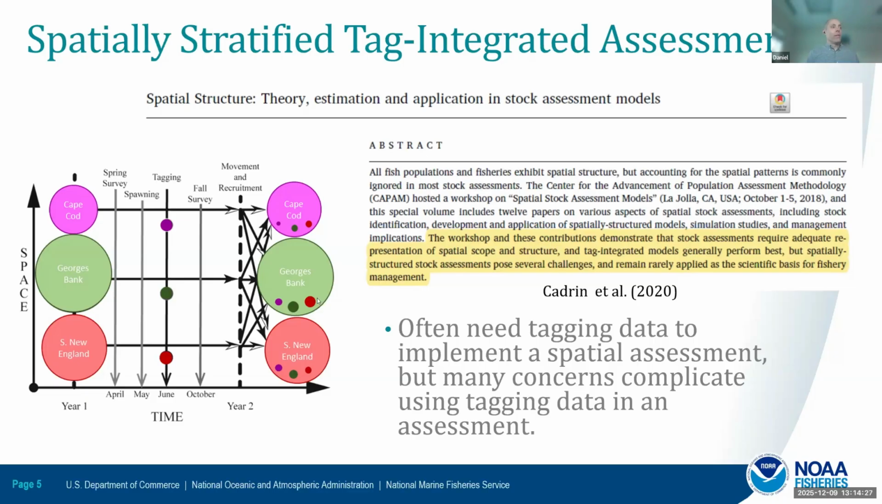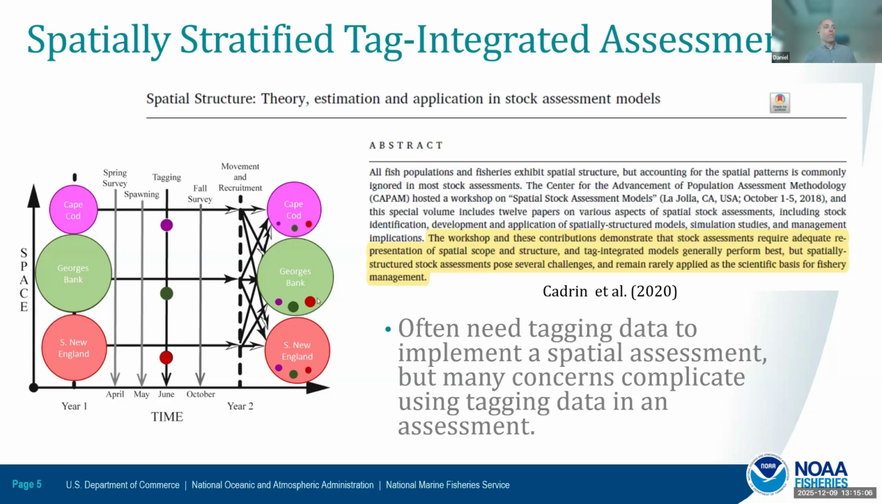And then previous CAPAMs, we've talked about spatial models and tagging data pretty in depth. The 2018 one, which was on spatial stock assessments, noted in the summary paper that tag integrated models generally perform best, but there are a lot of challenges to using tagging data in setting up spatial assessments. And I think the summary to me is that generally, we need tagging data to estimate movement and do a spatial stock assessment if we're being realistic, but we have a lot of concerns about using tagging data. Some of them, I think, maybe we overthink at times.